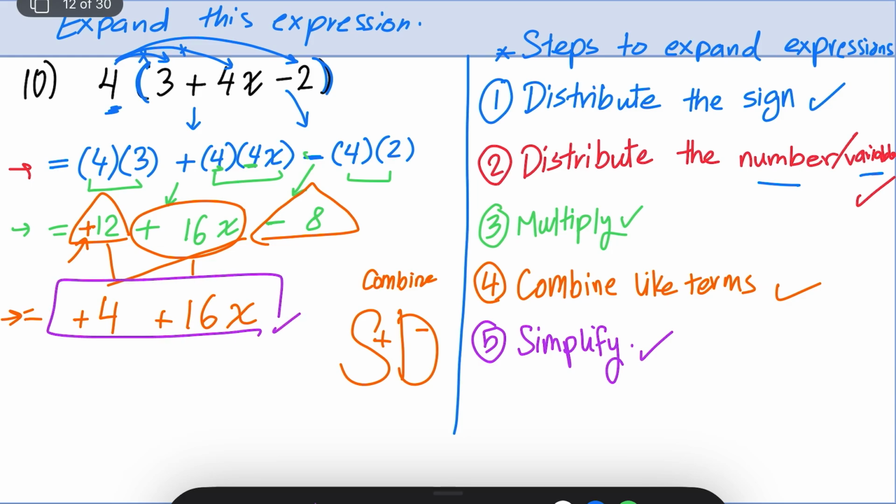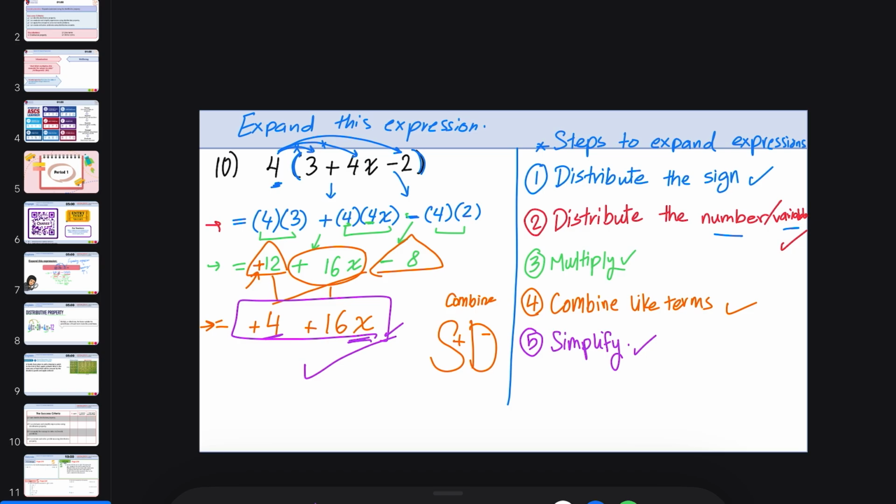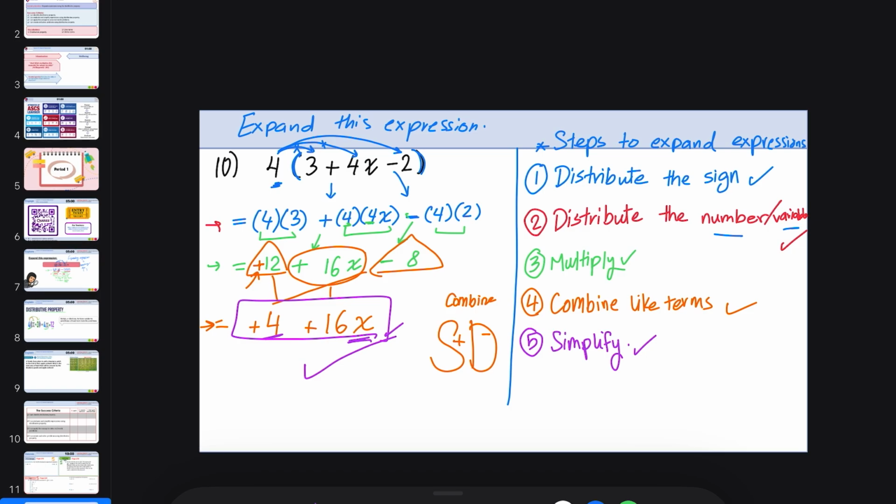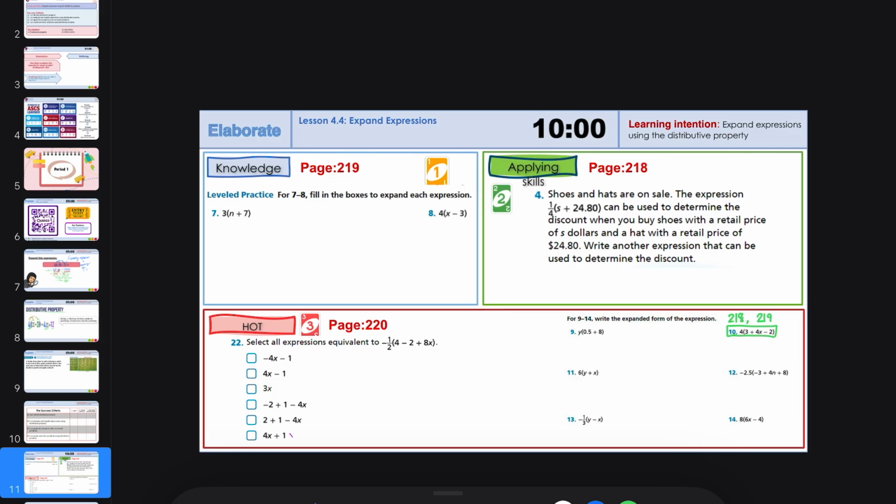So this is the final answer. I cannot combine these two terms, then I'm done. Okay? Let's take another example, but with a sign to distribute. Okay? I'll make this example a bit more challenging.